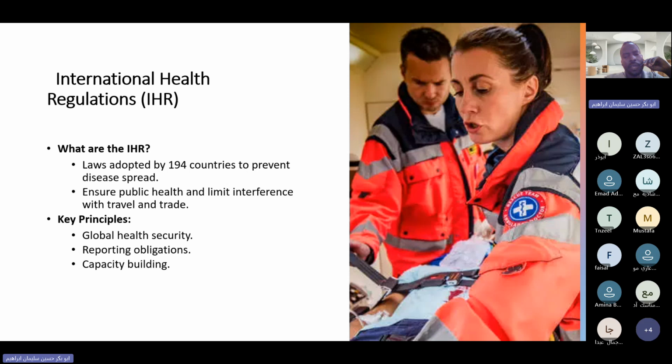There are different articles and different points that discuss it, how you can control the movement between nations, and how you can limit or restrict the spread of disease.